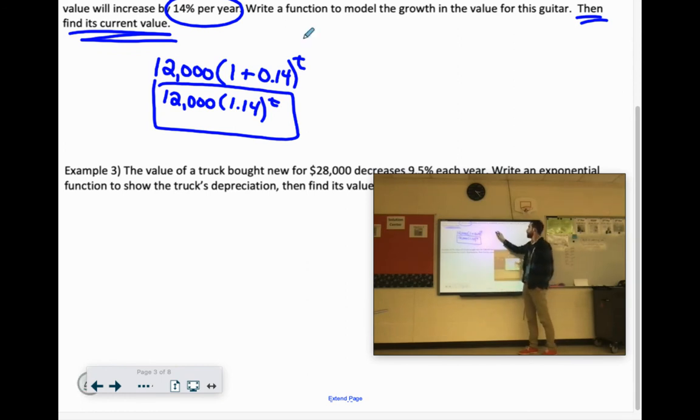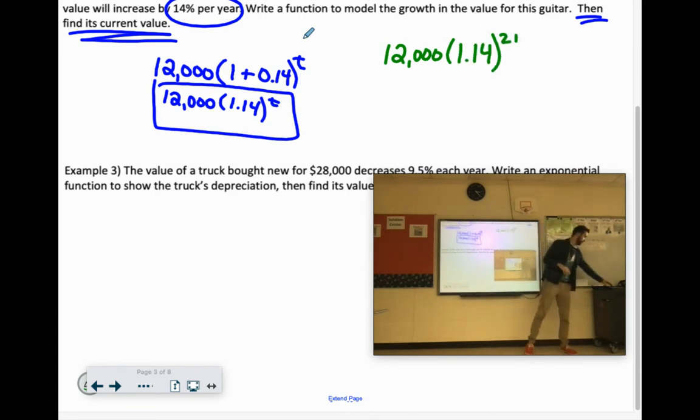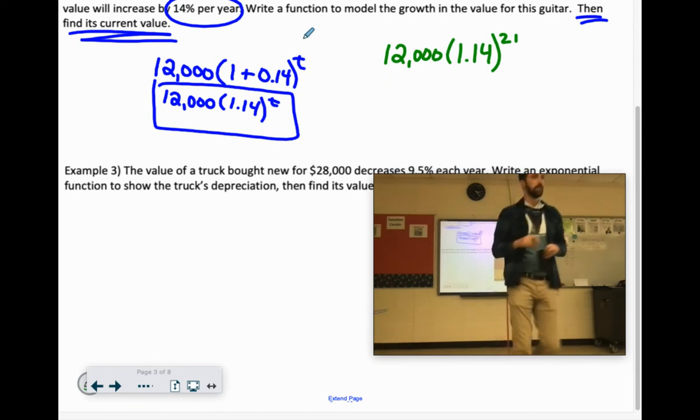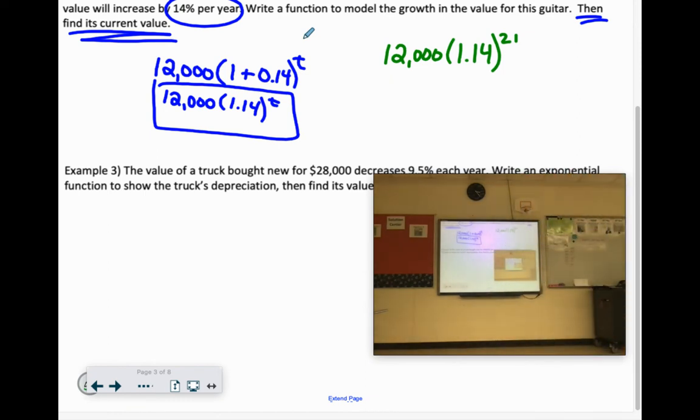So we're going to say 12,000 times 1.14 to the 21st power. Now, we can do this all in our calculator. Let's see. Now, you do exponents before you do multiplication. So 1.14. Of course, there we go. 1.14. Okay, this calculator is fading on me. That must be a sign of what? I don't know.